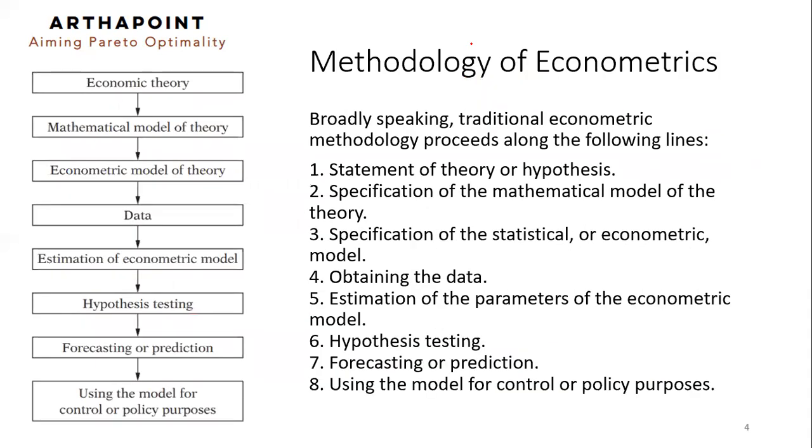Methodology of econometrics. Broadly speaking, there are 8 main steps that we follow as part of econometrics. First is to have a theory in mind, for example, a negative relationship between price and quantity demanded. The second is specification of a mathematical model of the theory. You give the model behind this theory. Third, specification of a statistical model or econometric model, in which you go ahead and give the actual prices and the quantity demanded, or you create these null hypotheses.